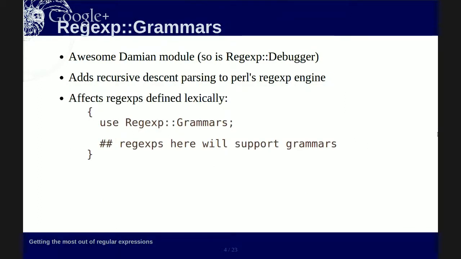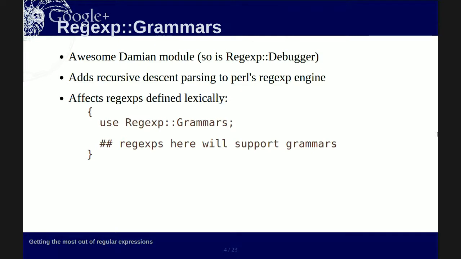All right, next module I want to talk about, Regexp::Grammars, also a Damian Conway module. Really awesome module. If you remember back to automata theory, regexes can't match hierarchical nested data structures, right? It's impossible, right? Well, with Damian Conway's module... I'm making air quotes while I'm saying impossible.